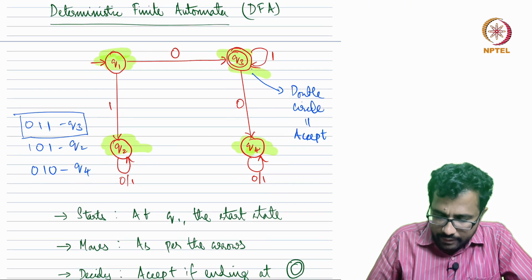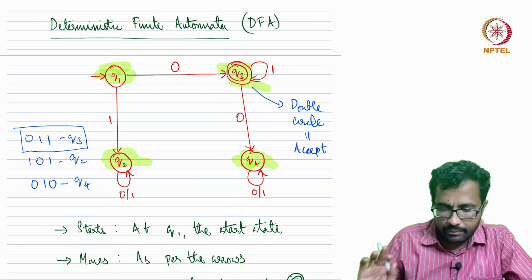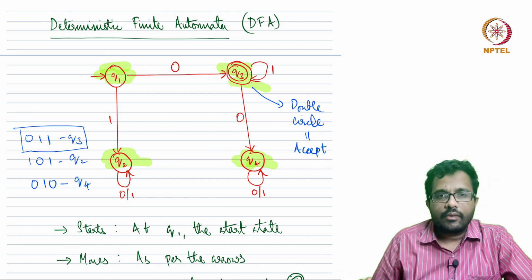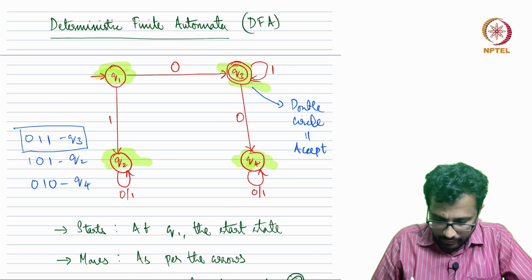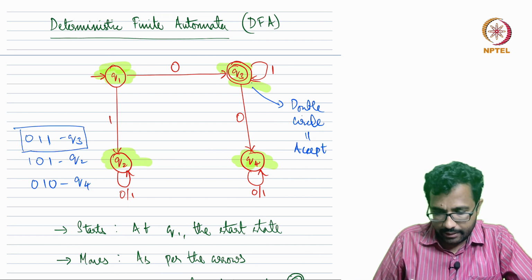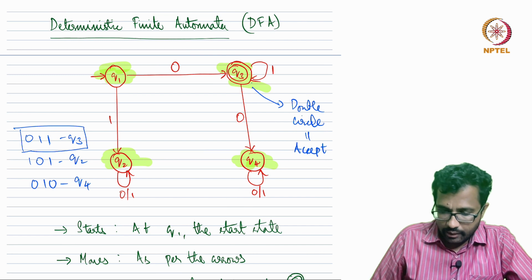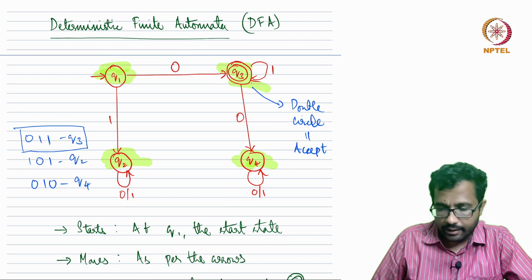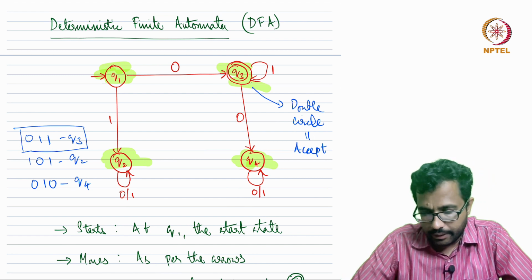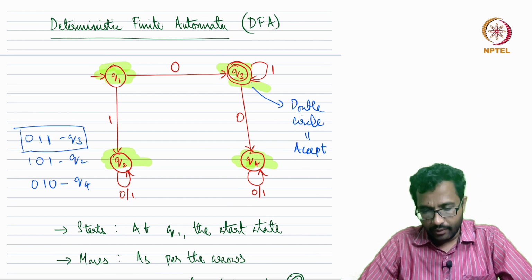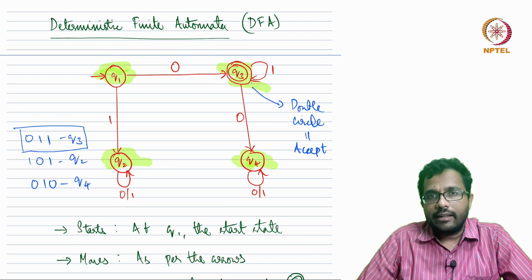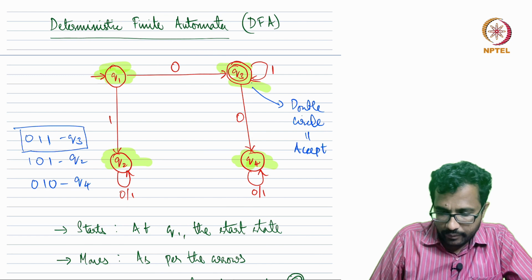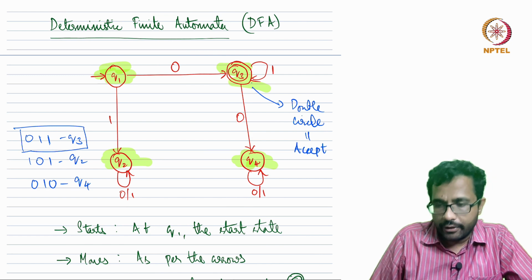So let's try to understand what are all the strings that this machine accepts. We know two strings that are not accepted. 101 is not accepted because it ends in Q2, and 1010 is not accepted because it ends in Q4. So the only strings that are accepted are the ones that end in Q3. Which strings end in Q3? It's not that hard to see because it has to start at Q1 and then move to Q3. There is only one way to move to Q3.